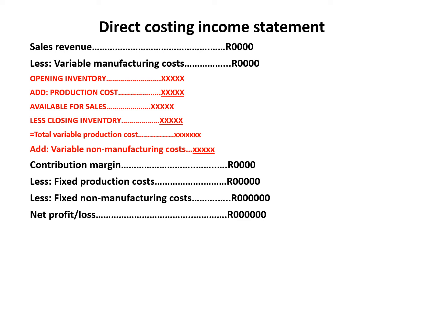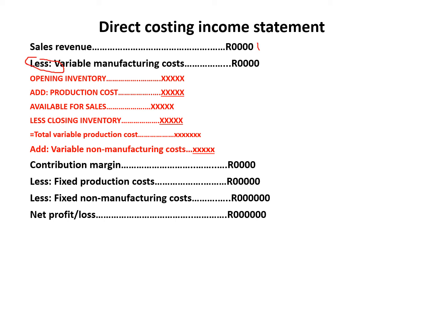Number one, sales. You less all your variable expenses, both production and non-production. You start with your production, which will be your opening inventory plus production. Then you have all you available for sales or for production. Then you less your closing inventory. You get your total variable production cost. Then you add your variable non-manufacturing cost. Then all in all will give you your variable expenses.